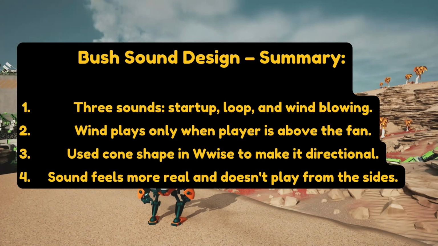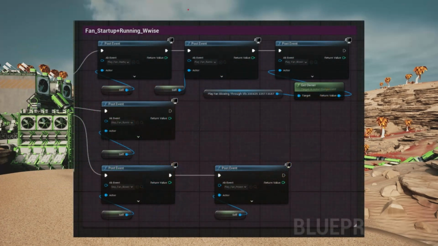And now let's move on to the fan system. So the fan has 3 sounds: a short startup burst, a looping motor hum while it's on, and a separate blowing wind layer that plays when the player is directly above the fan. So for the startup and the loop, they are tied to the fan power state. They are pretty straightforward.